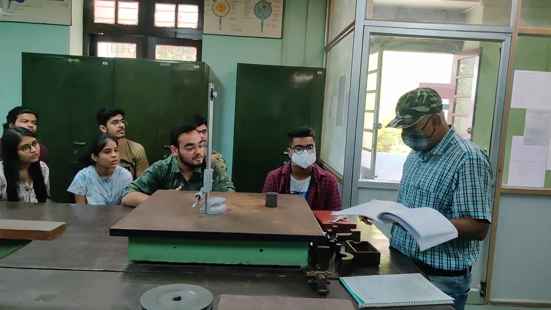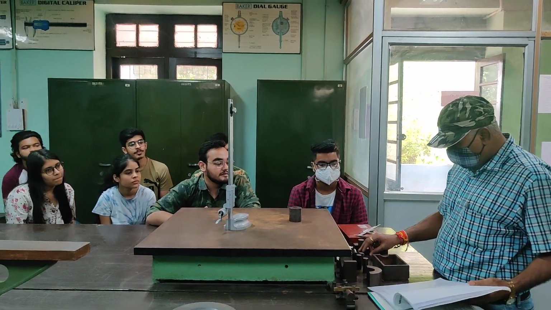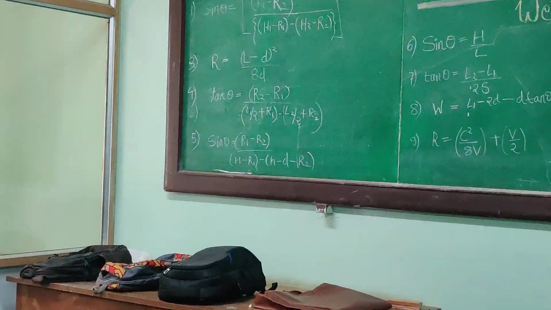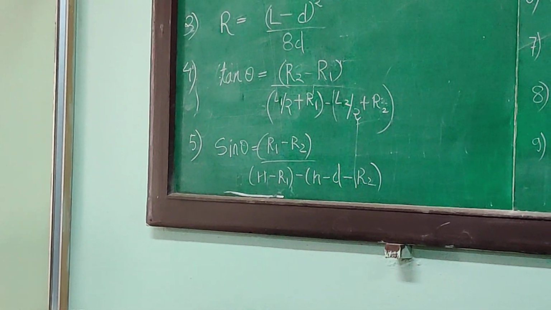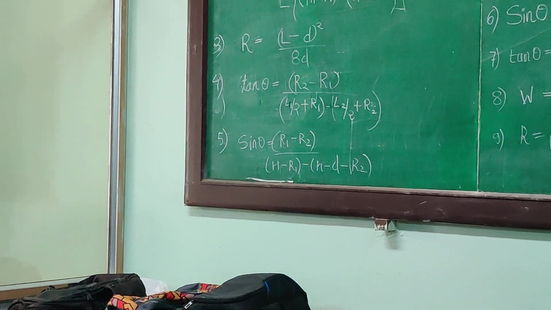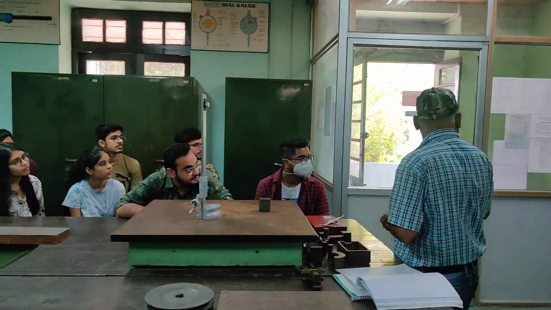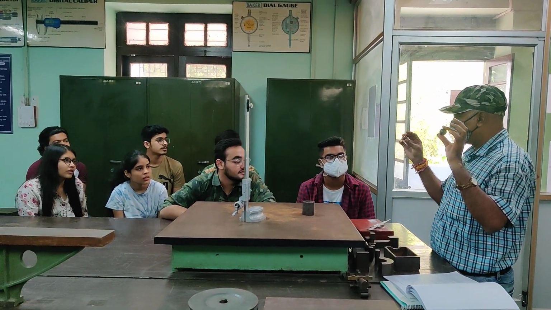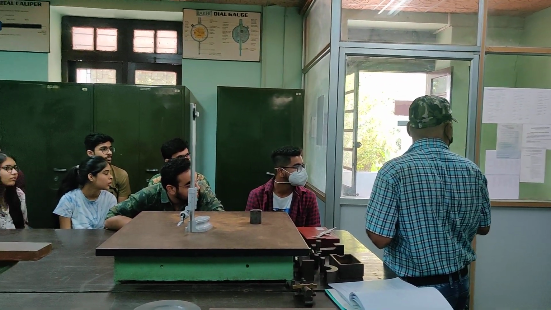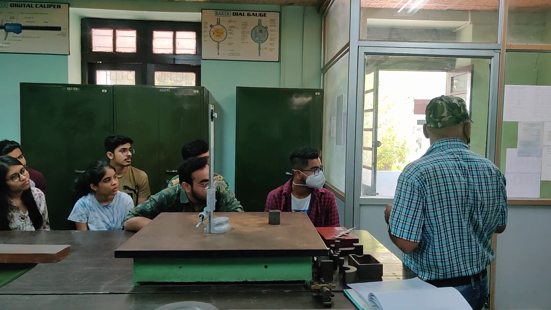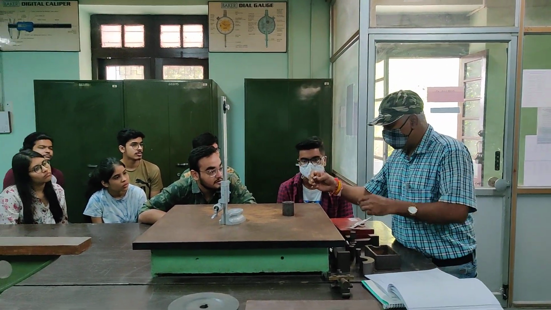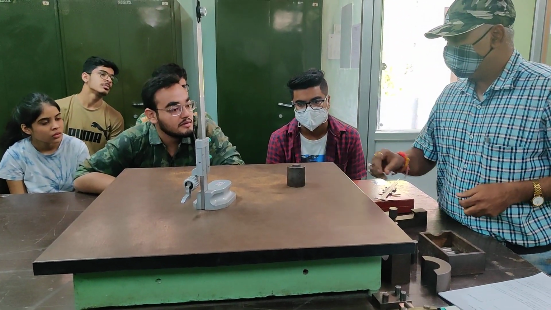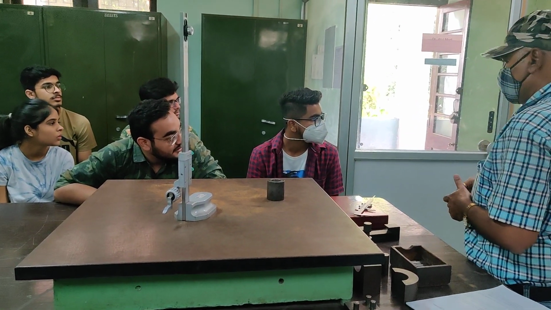Spherical. Okay. So the formula used is: sin theta is equal to R1 minus R2 upon H1 minus R2 minus H minus D minus R2. Clear? This formula is to be used. So R1 and R2 are the radii of the different spheres. Then H1, H and D are to be measured. Suppose R1 is used, then the height of it is h, small h.